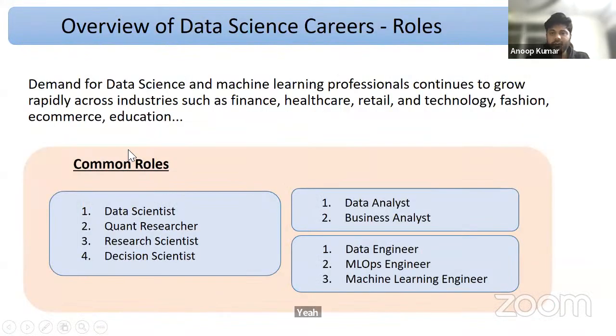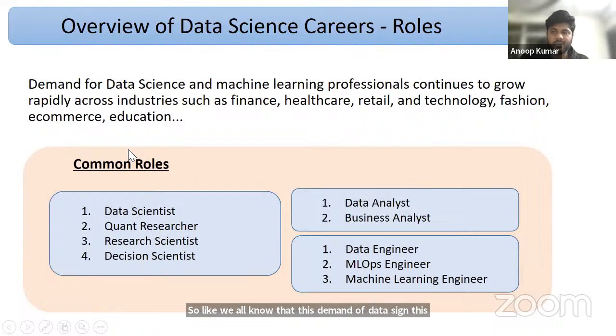We all know that the demand for data scientists and data science roles has grown continuously over the last few years, because we are using data science in almost every field, be it healthcare, retail, fashion, where Myntra has a large data science team, technology, or e-commerce, like Flipkart.